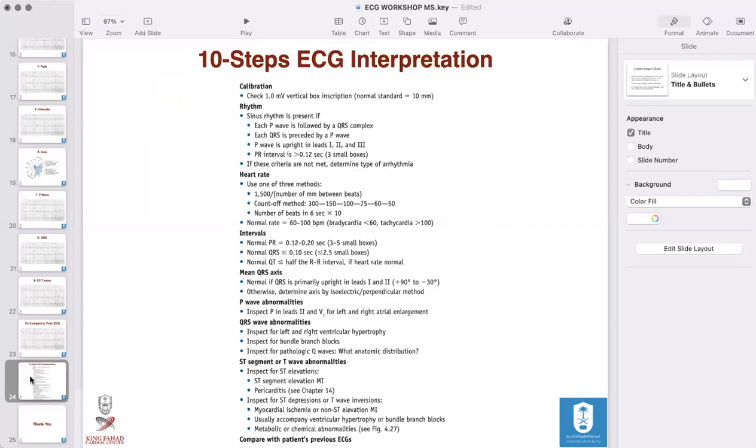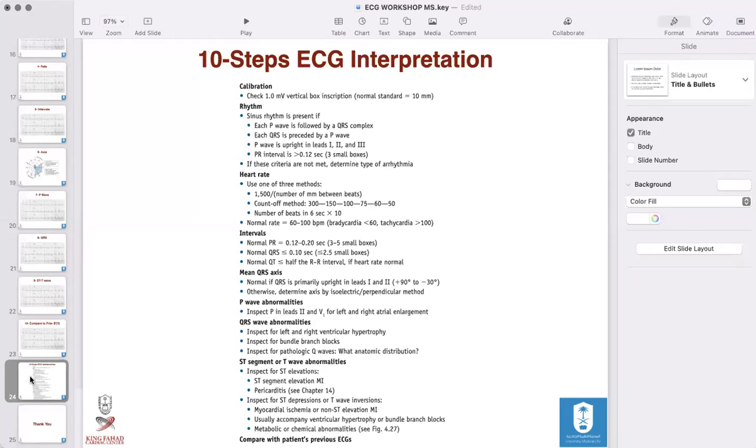that's what I really want you to grill in your mind, the 10 steps in the ECG interpretation: from making sure of the patient name, the calibration, the rhythm, the heart rate, looking at the intervals of the PR, QRS, and QT, looking at the QRS axis, looking at the P wave abnormalities, looking at the QRS wave abnormalities, where you're gonna look for ventricular hypertrophy, bundle branch block, or pathologic Q waves, looking at the ST segment and the T wave abnormalities, and then compare it to a prior ECG if you have one.